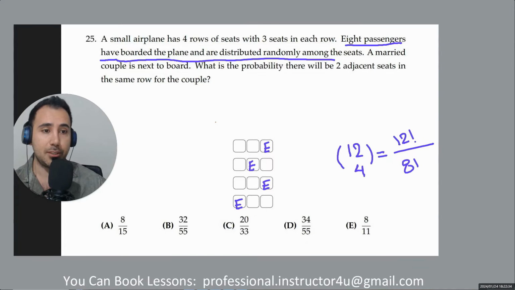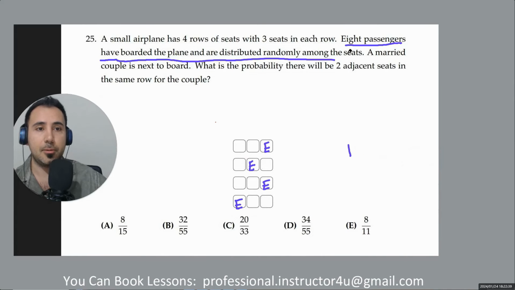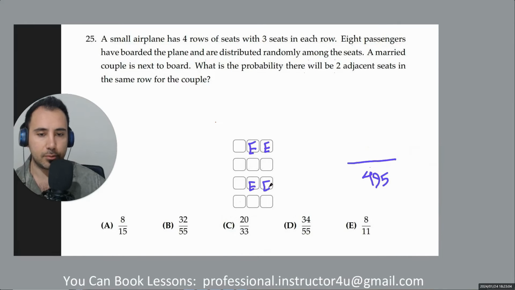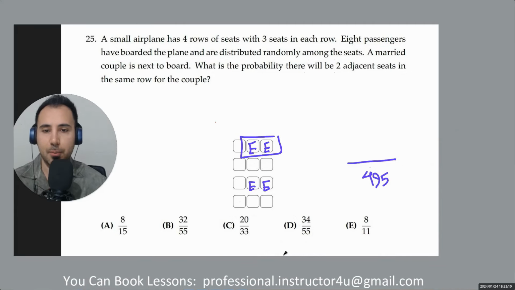So now what does the question want? Let's read it again. So a married couple is next to board, what is the probability there will be two adjacent seats in the same row for them to sit? So we're going to have 495. How many of these arrangements have something like this, okay? At least one of this. It could be like two, it's okay. But at least we need two like this together. So we just need to count the seating arrangements that have two together.